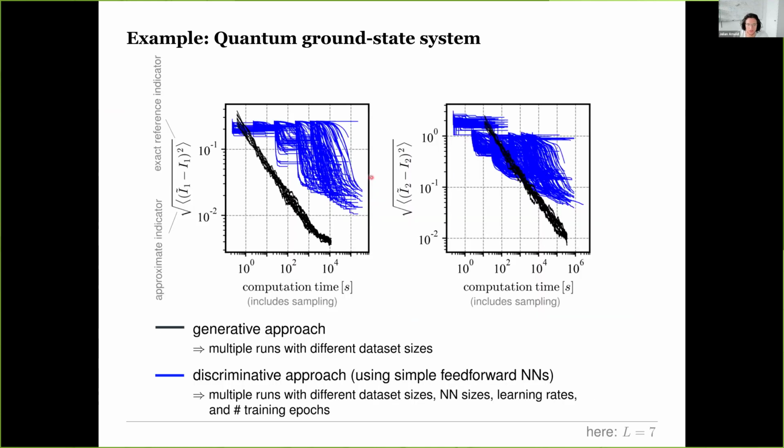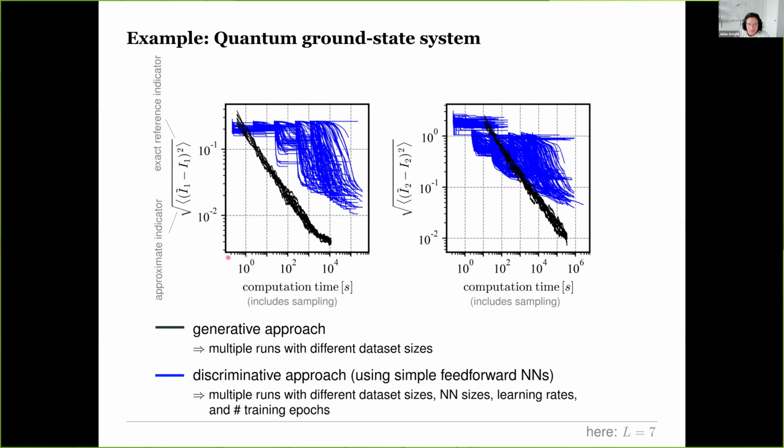Now, in terms of computational costs, here we did a bit more of a sophisticated analysis. What you see here is the approximation error, so the difference between I tilde and I, where I tilde is the indicator computed with a finite data set, whereas I is the indicator obtained in the infinite data limit. In that case, we obtain it via exact diagonalization. On the y-axis, we have this approximation error, which is just a root mean square deviation.